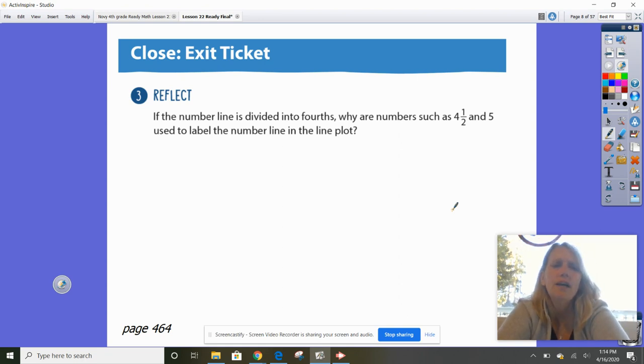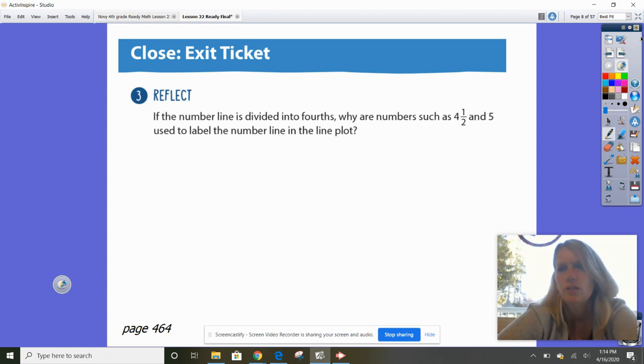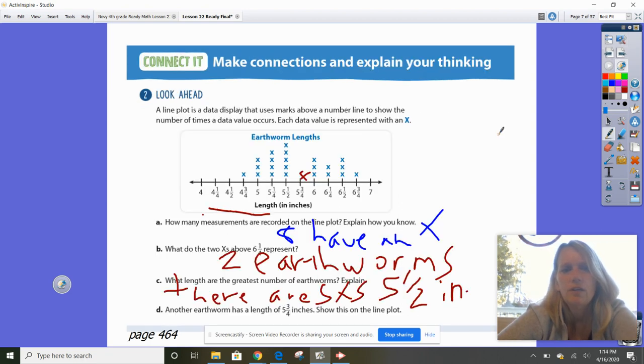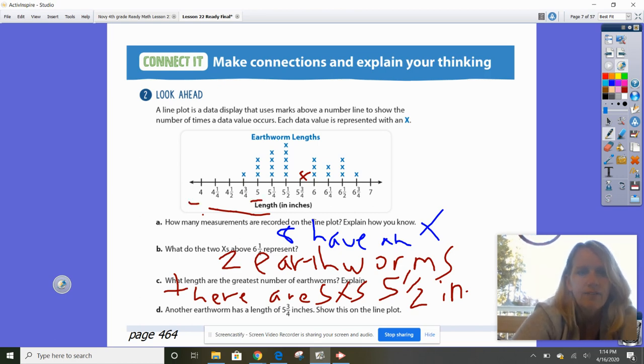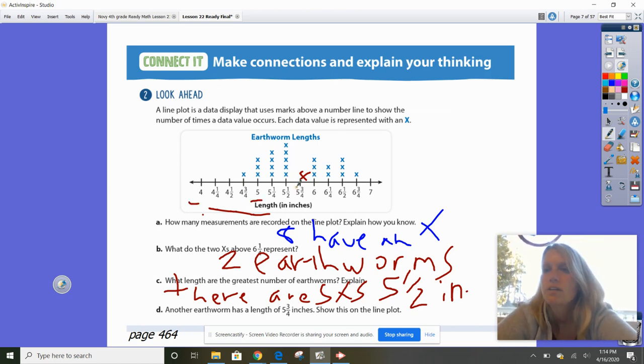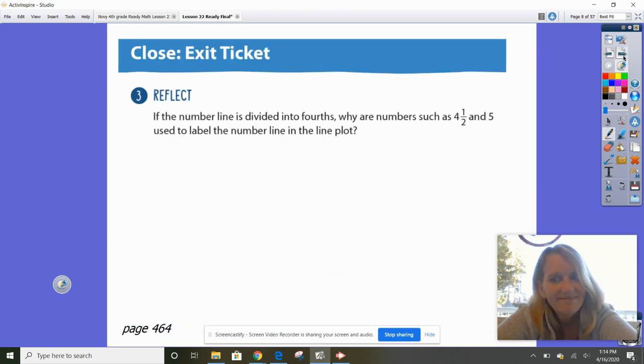Reflect. If the number line is divided into fourths, why are numbers such as 4 1/2 and 5 used to label the number line in the line plot? If the number line is divided into fourths. So if we go back real quick, it's all into fourths. So why do they put a 5 and a 4 there? You can push pause, write your thinking down.